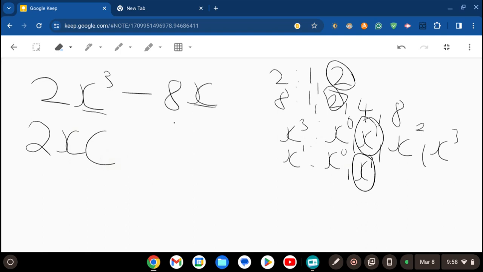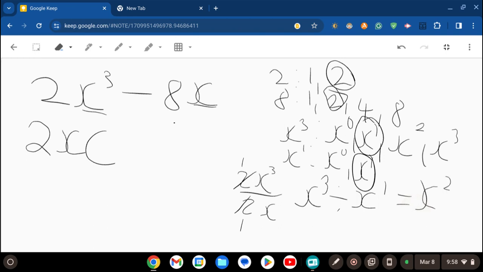And now we want to see how many times 2x can go into 2x cubed, right? So it'll be 2x cubed over 2x. So the 2's will cancel each other. So now we need to divide x to the third power by x to the first power, right? We're just left with x to the 3 minus 1, which is just x squared. So just write the x squared in the bracket, right?